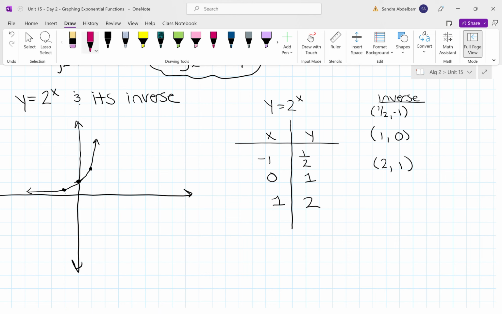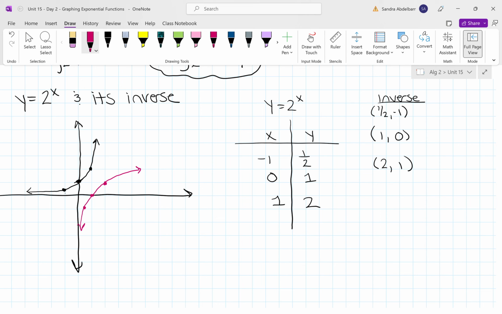All right, so let's plot those. So now we are at 1/2, negative 1. And then we're at 1, 0. And then we're at 2, 1. Where do you think the asymptote's going to be this time? The y-axis. So it looks something like that.